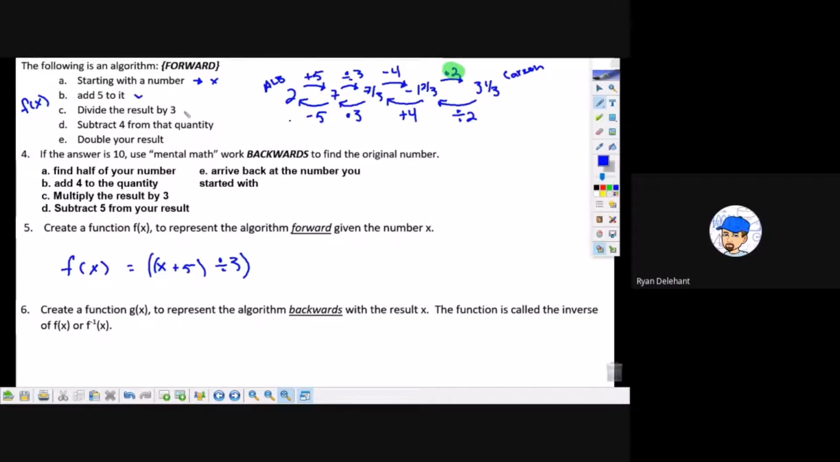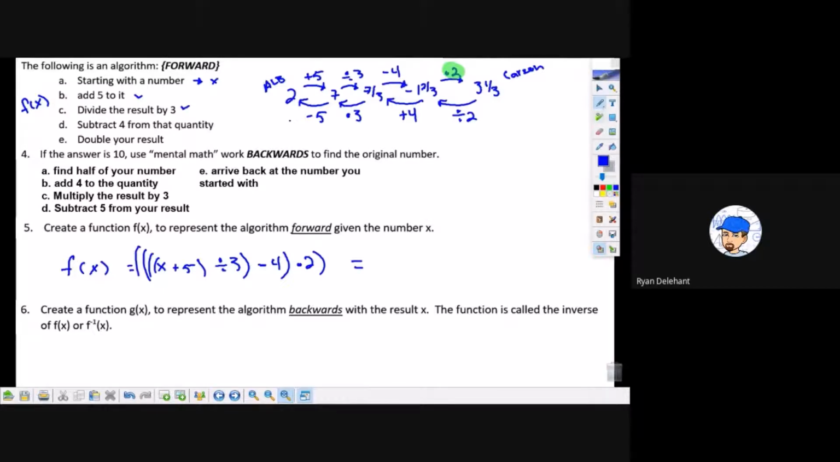So I did the first one, I did the second one. Now I subtract 4 from that thing. That's my third step. And then I double it, which is like multiplying by 2, and that's my last step. And I get this really ugly, messy looking thing with a whole bunch of parentheses that you're going to want to clean up.